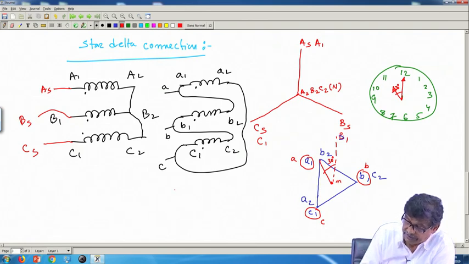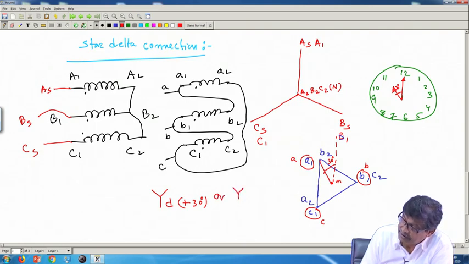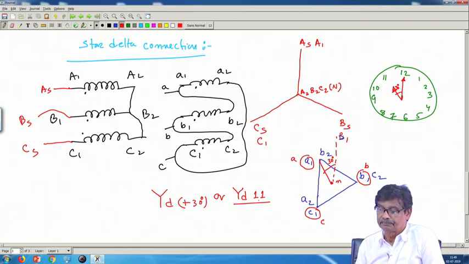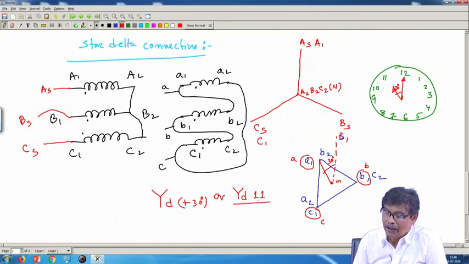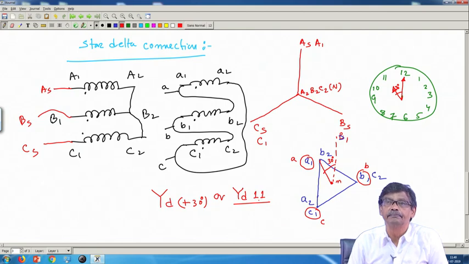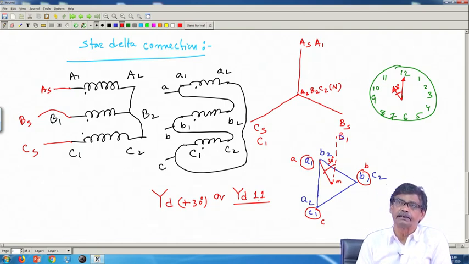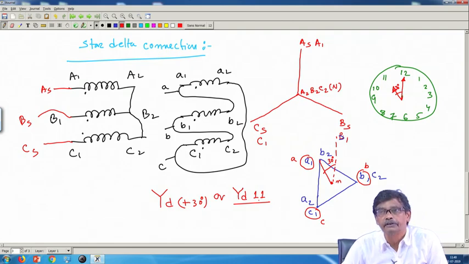So, this connection I should say it is Y D plus 30 degree, or you show Y D 11, like that. Okay, we will continue with this, try to understand, very interesting, but at the same time people often make confusion.